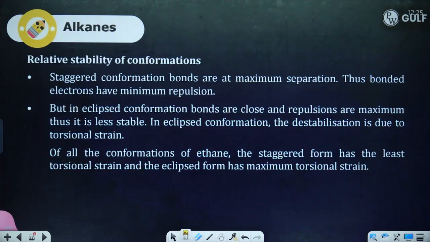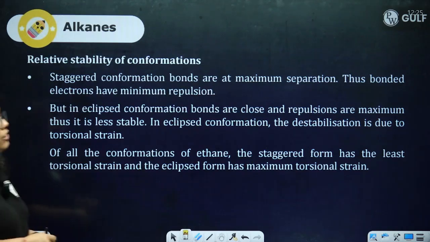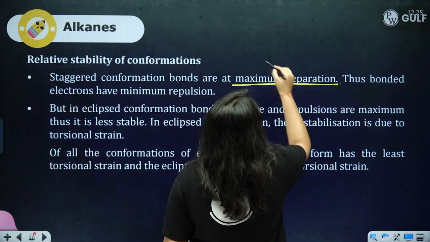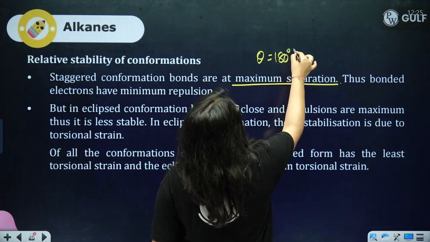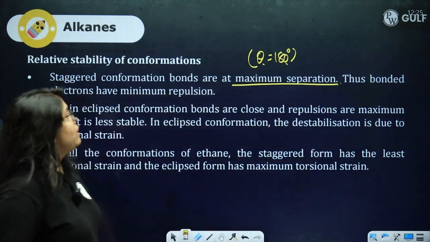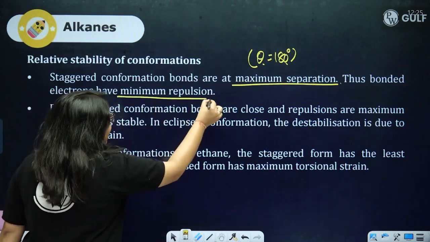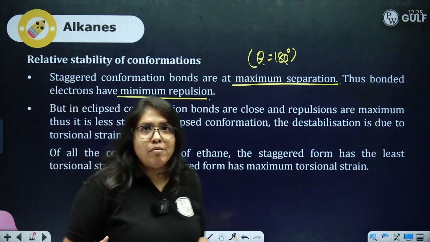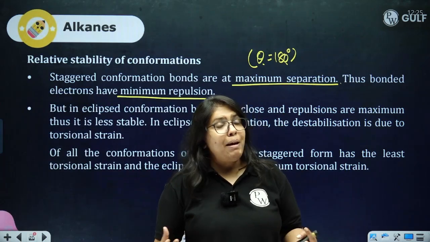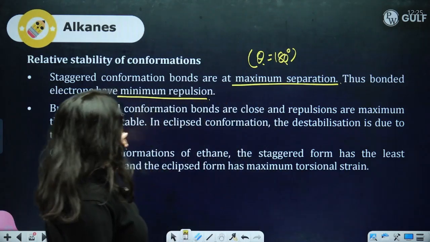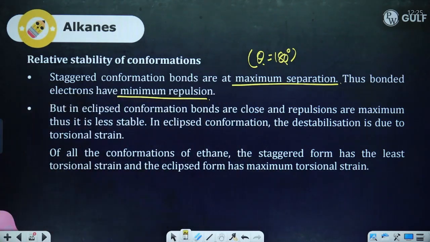Now, relative stability of conformations, as I've already told you. In staggered conformation, bonds are at maximum separation, right? The dihedral angle is the maximum over here. Dihedral angle is what? 180 degrees, maximum. They're at maximum separation. Thus, bonded electrons have minimum repulsion. See, like atoms, if they are close to each other, they'll repel. We are already aware of the fact that like repel, opposites attract. So when like atoms are bonded and close to each other, they will repel. But in eclipsed conformation, bonds are close and repulsions are maximum. Thus, it is less stable.